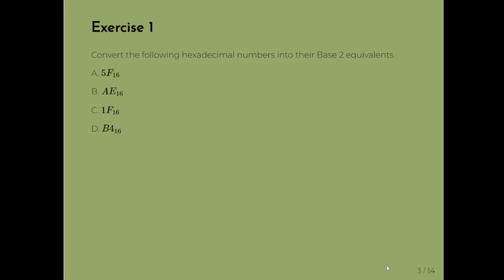We're also going to look at how to convert hexadecimal numbers into base 10, which is, say, decimal numbers. So anyway, we have four hexadecimal numbers here, and you will notice they have subscript 16 at the end. That's just to denote that they are hexadecimal. That's one way of specifying that a number is hexadecimal. So we have 5F, AE, 1F, and B4.